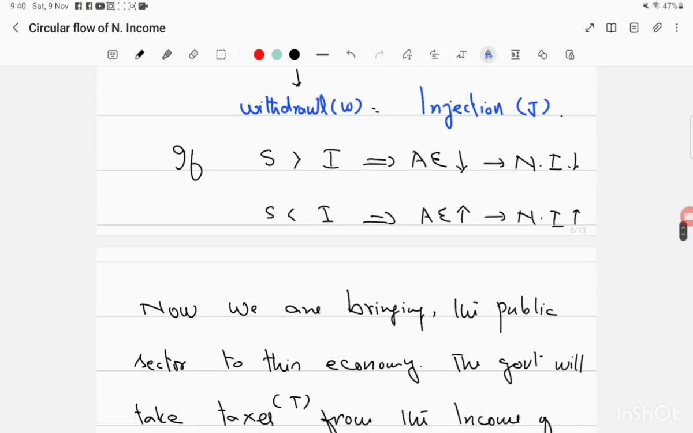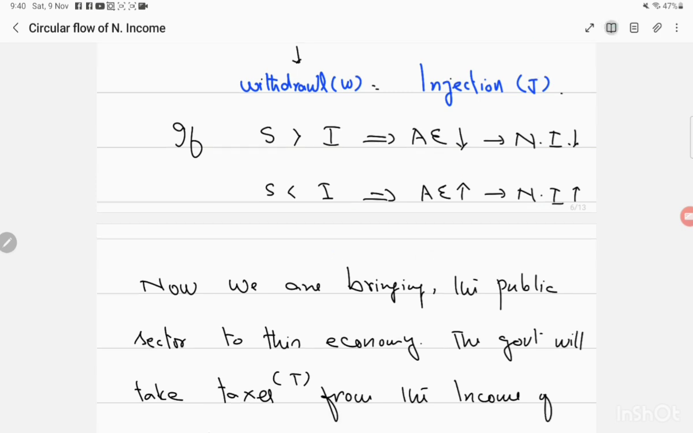So if savings are more than investment, then aggregate expenditure will be less than national income, and national income will be falling. What is happening is that we will find unemployment and a fall in national income, and that is an indication of upcoming recession in the economy. And when saving is less than investment, aggregate expenditures are increasing, people are spending more part of their income. So national income in the future will be increasing with inflationary pressure.